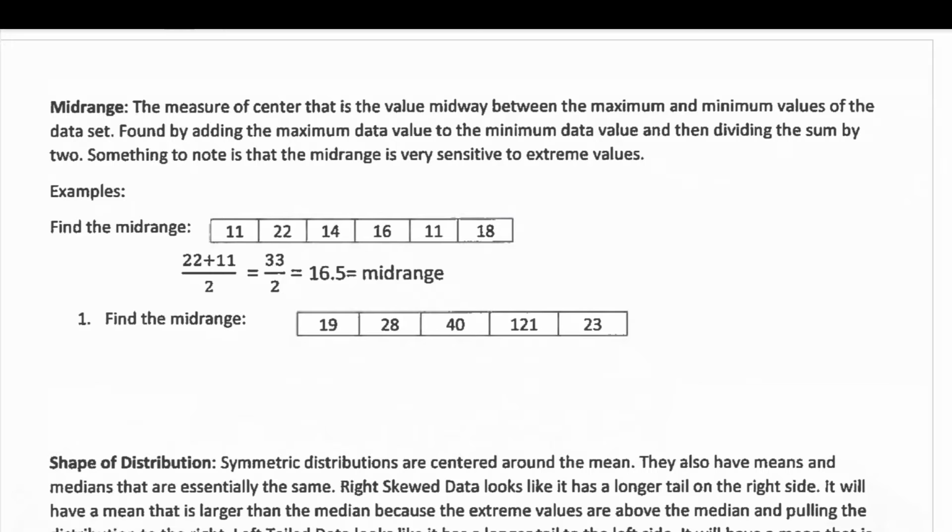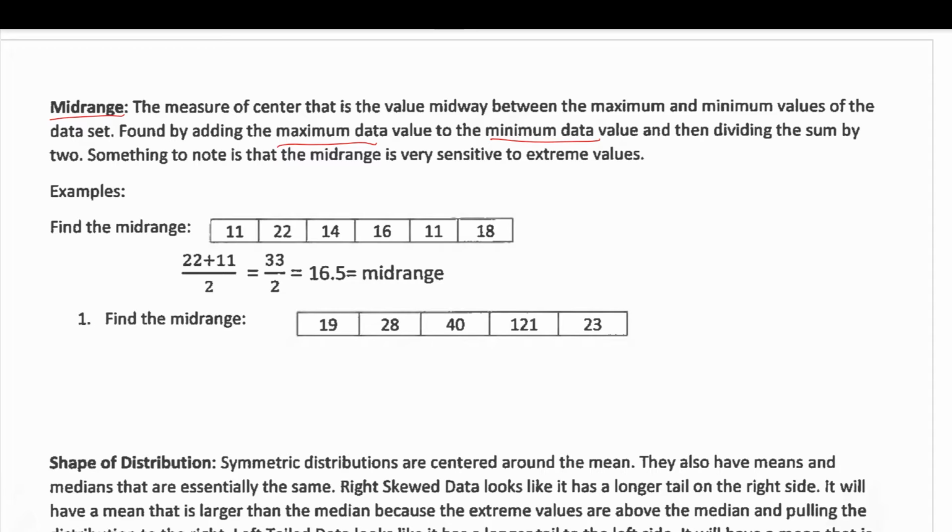The last measure of center that we're going to talk about is called the mid-range. Now, this one's not too hard to do. All you have to do is identify the maximum value and the minimum value, add them up, and divide by 2.